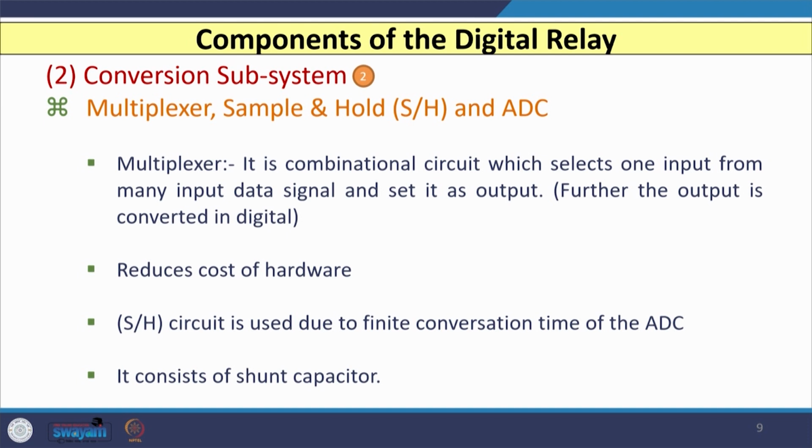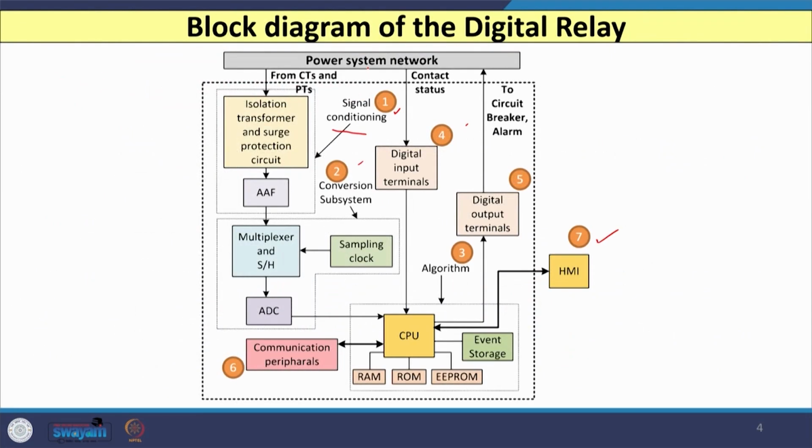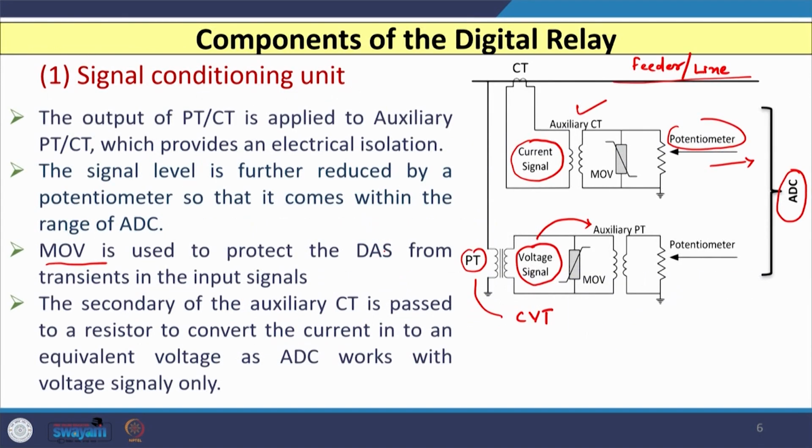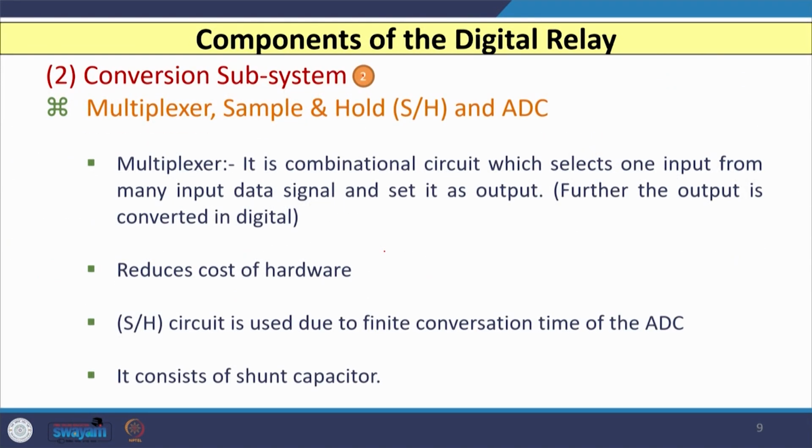Now, the next block is the conversion subsystem block. If I refer to the conversion subsystem block, let us come to the block diagram of the digital relay. Here the second part is known as the conversion subsystem block, and it contains 3 things. The first is the multiplexer and sample and hold circuit, that is this one. The second is the ADC, analog to digital converter, and third is the sampling clock.